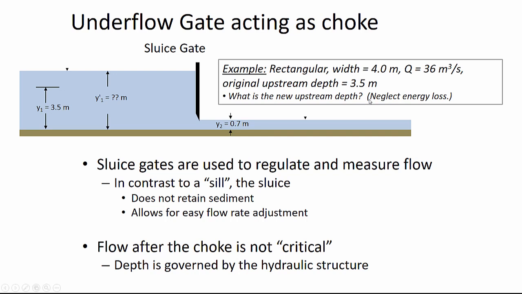Just to allow for some specific calculations, let's assume that the channel width and the gate width is the same, that they're both 4 meters wide. Let's do these calculations for a flow rate of 36 cubic meters per second. And the original upstream depth before the obstruction was put into place was 3.5 meters. So let's neglect energy losses between 1 and 2.